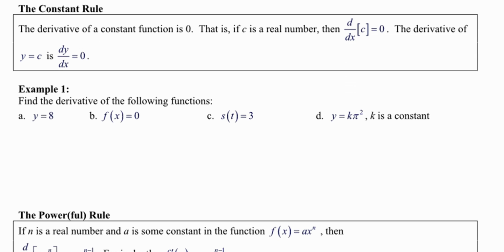Alright, we have the constant rule. This one's very easy. If you have a constant function, for example, let's say y equals 4, if we graph that, it would look like this. So the slope of that is always 0.